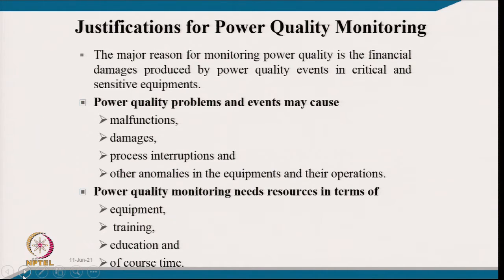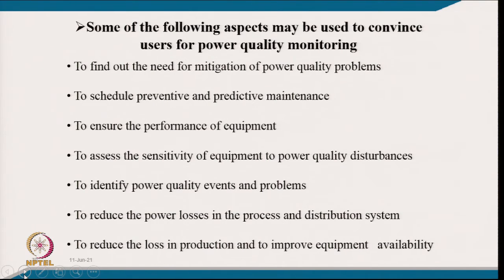Power quality monitoring needs resources in terms of equipment, training, education, and of course, time. Some of the following aspects may be used to convince users for power quality monitoring: to find out the need for mitigation of power quality problems, to schedule preventive and predictive maintenance of the plant or process, to ensure the performance of equipment, to assess the sensitivity of the equipment to power quality disturbances, to identify power quality events and problems, to reduce the power losses in the process and distribution system, to reduce the loss in production, and to improve the equipment availability in a particular process.